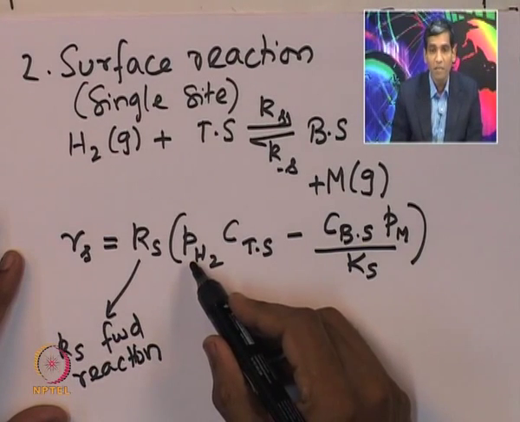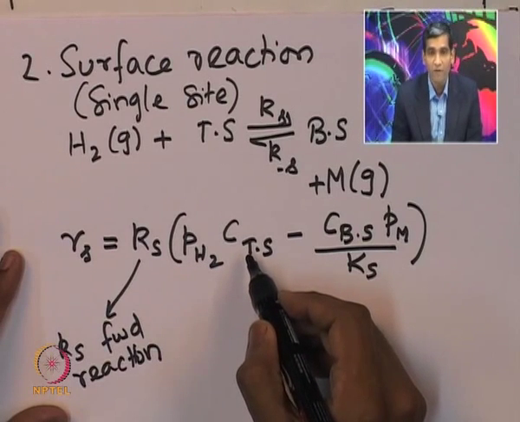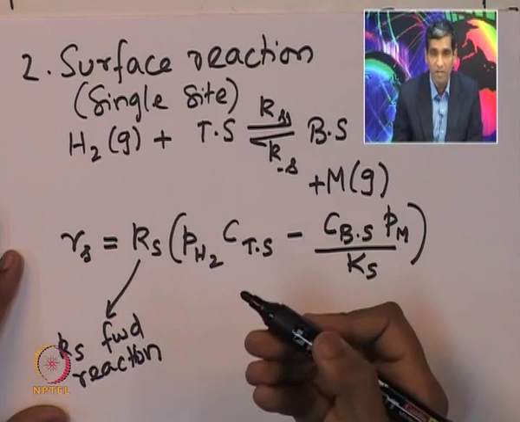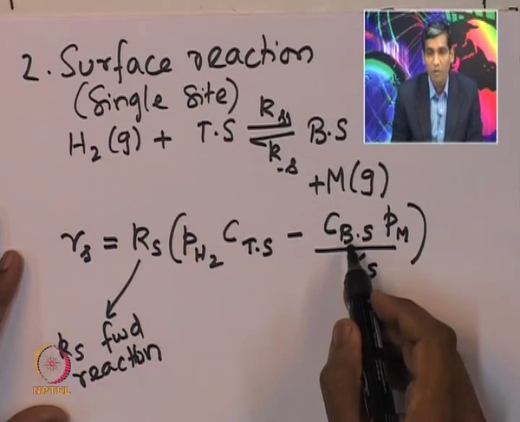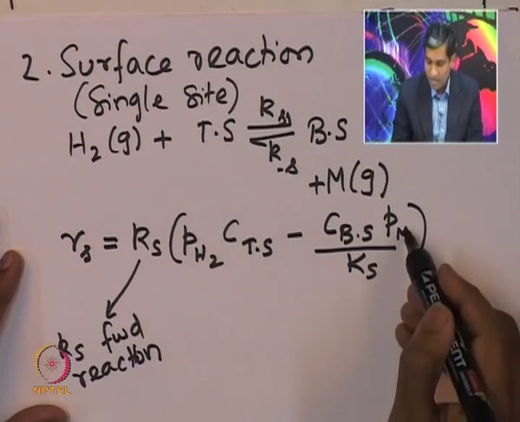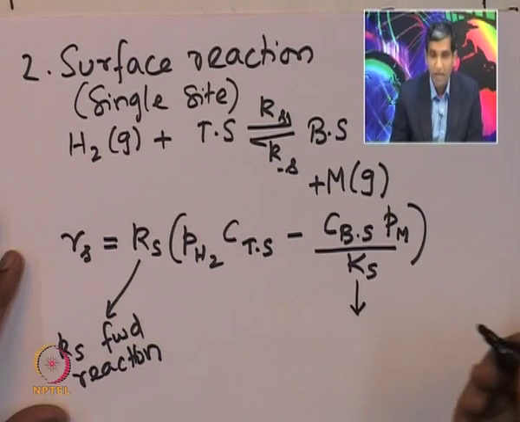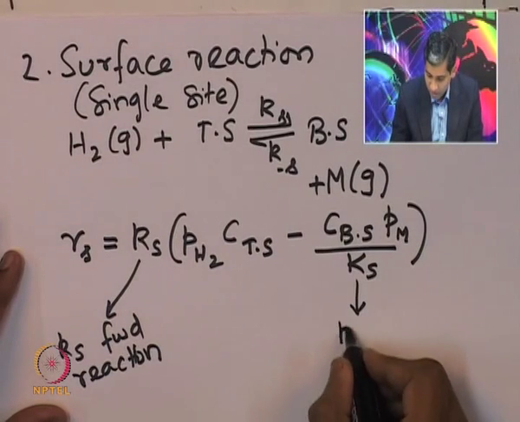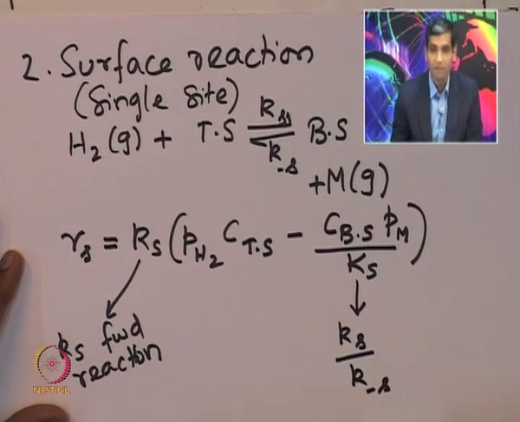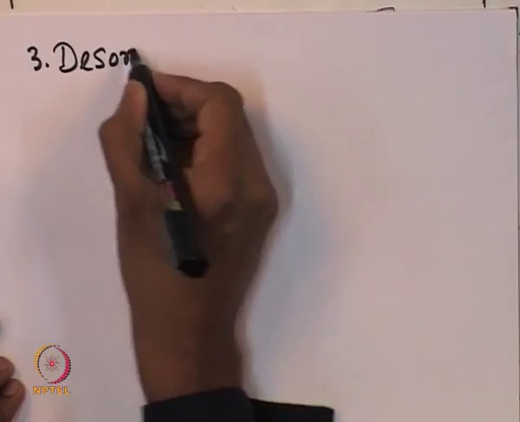And pH2 corresponds to the partial pressure of hydrogen in the gas phase, and CTS corresponds to the concentration of sites in which toluene is adsorbed. CBS corresponds to the concentration of sites in which the product benzene is adsorbed, and PM corresponds to the partial pressure of methane in the gas phase. And Ks is the corresponding equilibrium constant, given by Ks divided by K minus S. Okay, so next we look at the desorption process. That's the third step, which is the desorption process.